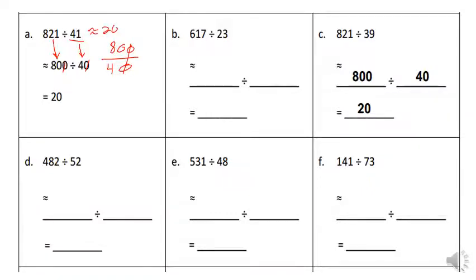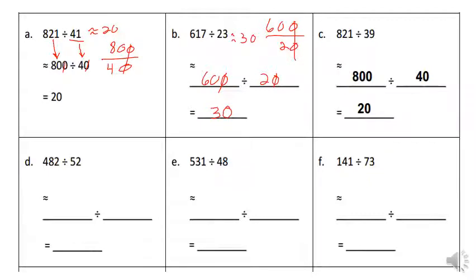On B, 23 is closer to 20. 617 would be 600. If I write it up as a fraction, I can take out my multiples of 10, and I have 60 divided by 2. I have a placement of 0. 6 divided by 2 is 3. So we know this is approximately 30.